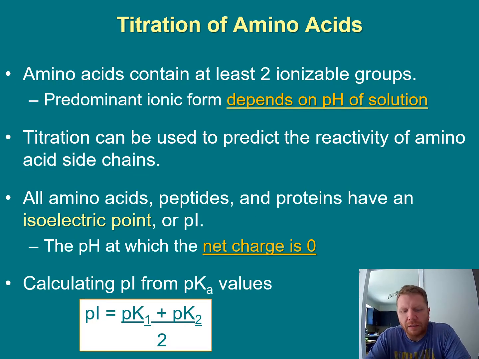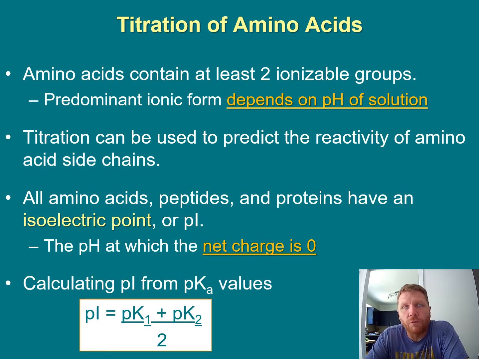One thing that's commonly done is titration of amino acids. Amino acids contain at least 2 ionizable groups. The predominant ionic form of that molecule depends on the pH of that solution. Titration can be used to predict the reactivity of amino acid side chains. All amino acids, peptides, and proteins have an isoelectric point, which I already introduced, and that's the point where the molecule has no net charge.